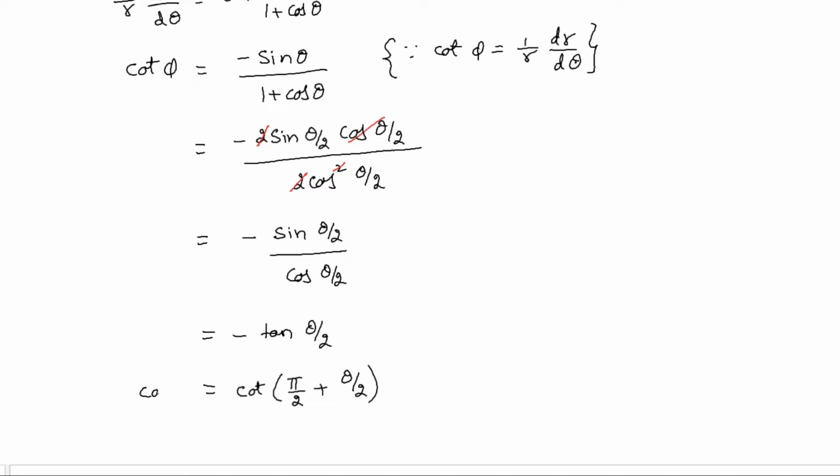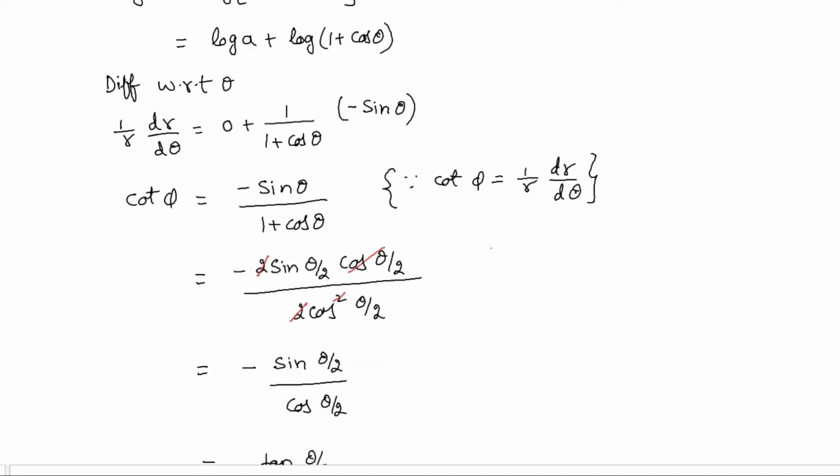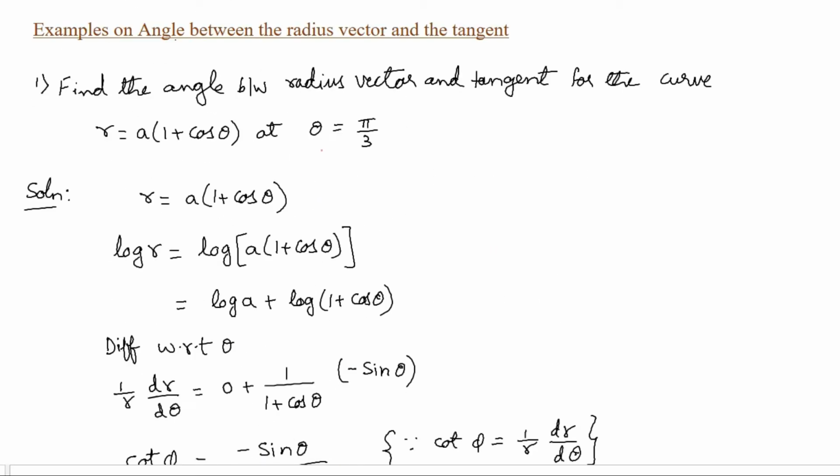So left hand side cot will be as it is. Since you have cot on both the sides, this equality holds when the value of phi is equals to pi by 2 plus theta by 2. So we have got the angle between the radius vector and tangent. That's the first part of the question, where we need to find out the angle between the radius vector and tangent. If you go back to the question, after finding out the angle between the radius vector and tangent, we need to find out that angle phi when the value of theta is equals to pi by 3.